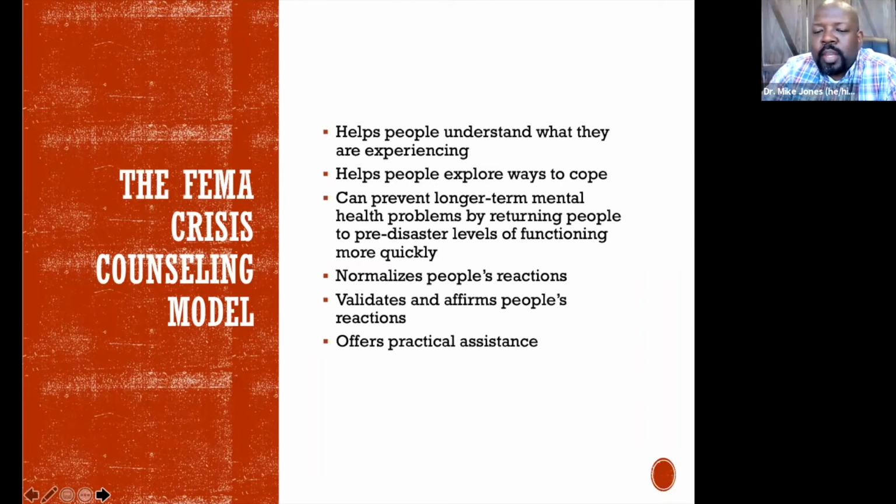And also just being able to offer some practical assistance to the person who's in crisis. If you think back to Maslow's hierarchy of needs, we notice that on the bottom we have to get the basic needs met for an individual before we can help them get to the higher level needs in their life. So as we are considering this counseling model, we want to make sure that people's basic needs are met before we can get to some of the deeper things that they are dealing with or struggling with.